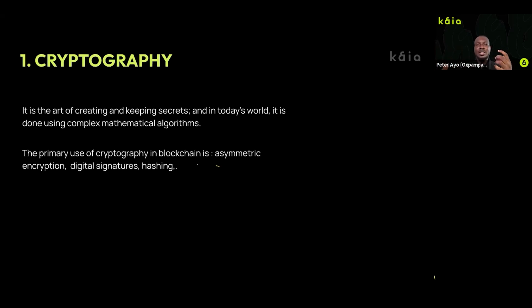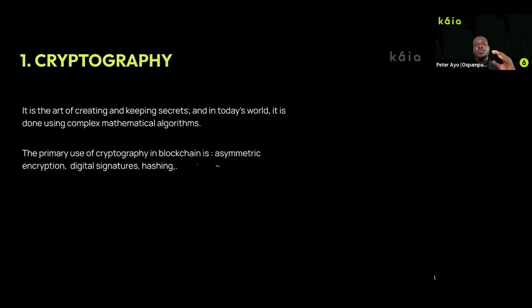We are still going to get to that in a while. But in simple terms, this is cryptography. It is the science of securing information using complex mathematical algorithms. And I already talked about various types of hashing algorithms. I mentioned SHA-256, which is obviously used on the Bitcoin network, and also KECCAK-256 used on Ethereum and also Kaia.